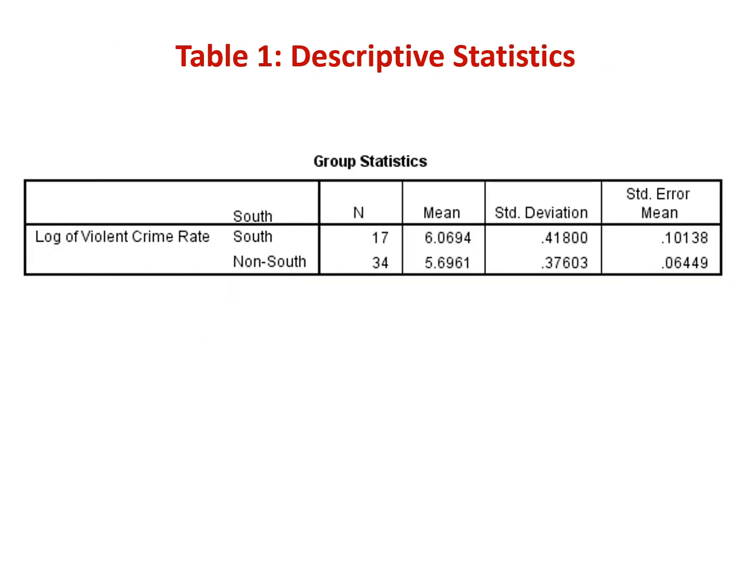The output gives us two tables. The first table contains the descriptive statistics for the two groups. We see the n, mean, standard deviation, and standard error for each group. Note that the logarithmic transformation for violent crime rate makes the two areas seem much closer together. South has a mean of 6.07, and states outside the South have a mean of 5.70.